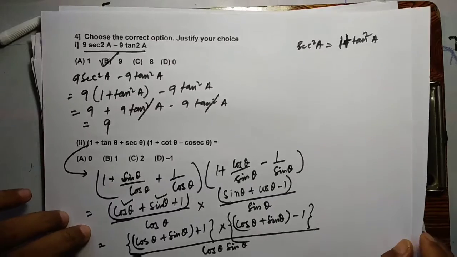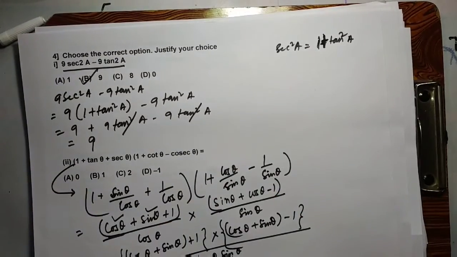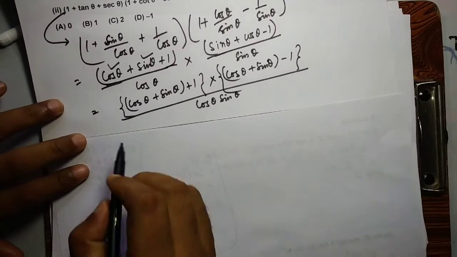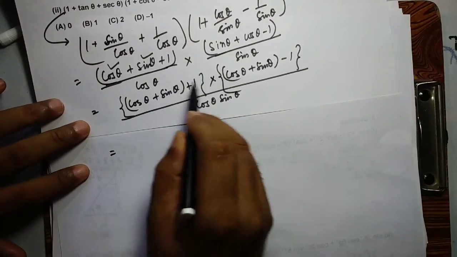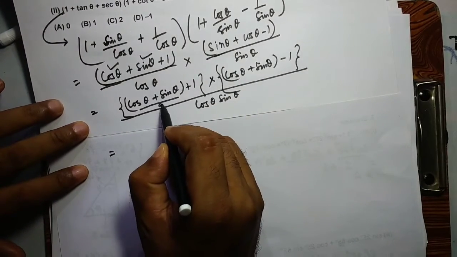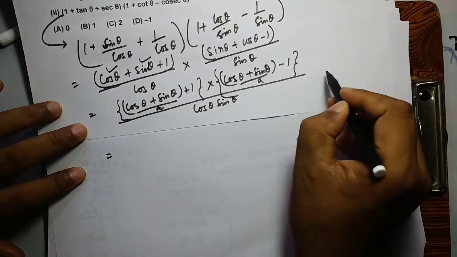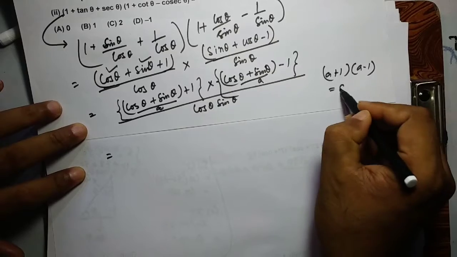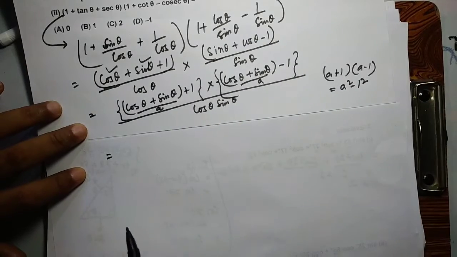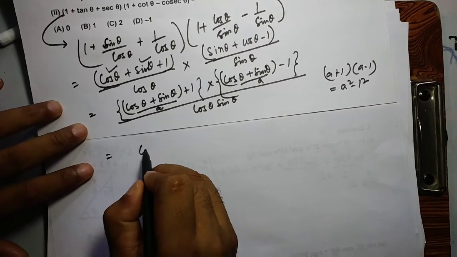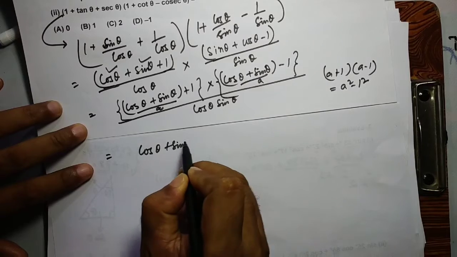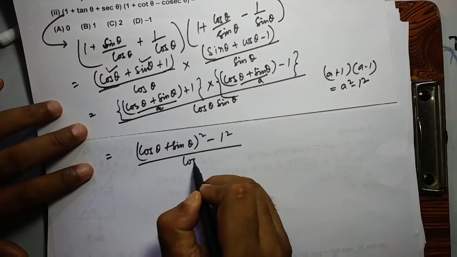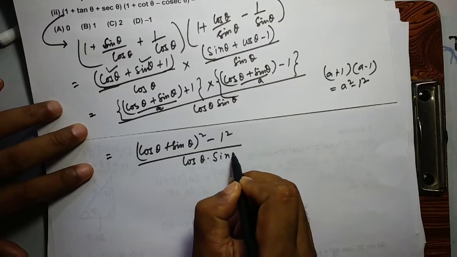So this, you can write like this. If you take this one as a, so a minus 1 whole, a plus 1 whole into a minus 1. You have the a square minus b square formula, remember, I think so. So this is cos theta plus sin theta whole square minus 1 square over cos theta sin theta.